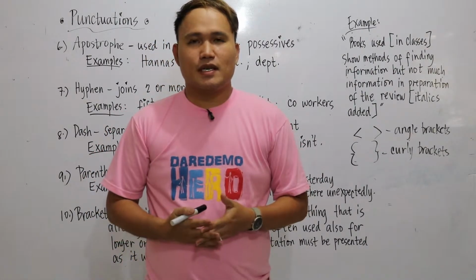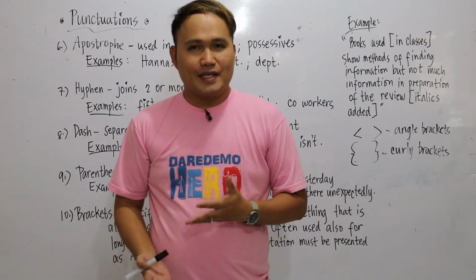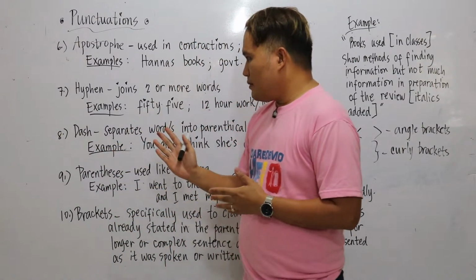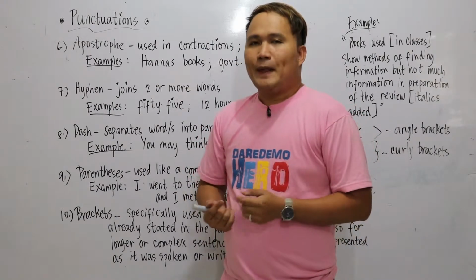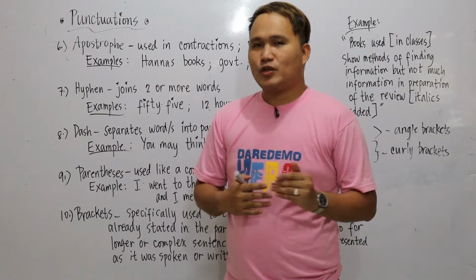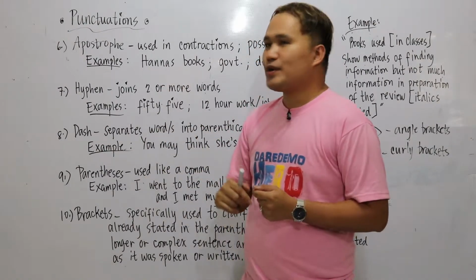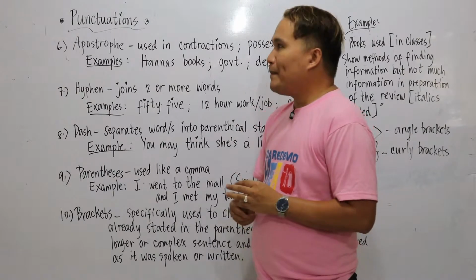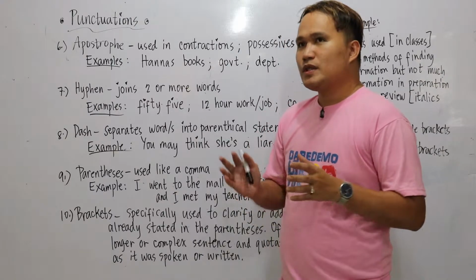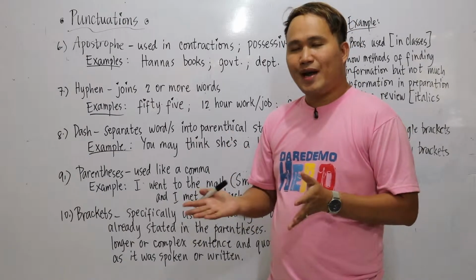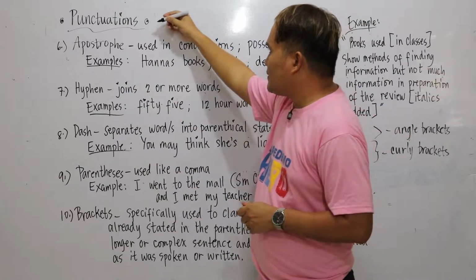We are going to continue discussing some of the common punctuations that are used in writing. Now, I have here 5 more punctuations for me to discuss to you, and when we are going to use these punctuations in writing. Okay, so let's move directly to number 6, which is apostrophe. Apostrophe is used in contractions and possessives. If you are going to shorten or contract a word, you have to use this punctuation, which is an apostrophe. Okay, like this.